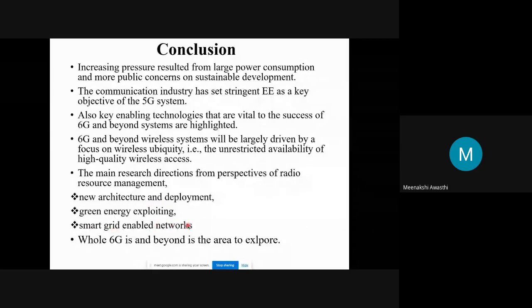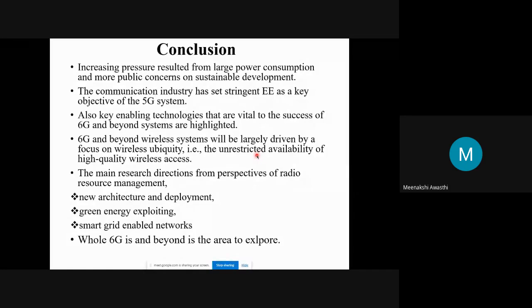Smart grid enabled network. Now the whole of 6G and beyond is the area to explore. 6G is nothing, 6G is something you can start on. So, industry: the Internet of Nano Things, Internet of Bio-Nano Things, quantum mechanics, Internet of Space Things, CubeSat, Industry 10.0. These are a few areas in which research can be done.